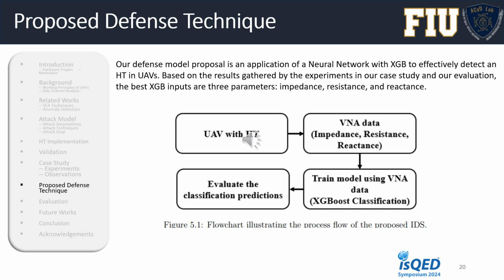Well, this flowchart basically illustrates the process flow of our IDS. We have the UAV with the hardware Trojan. We use the vector network analyzer to gather the data. In this case, it would be impedance, resistance, and reactance. Using that data, we would train the model, and we would train it with XGBoost classification. And then we would evaluate the classification predictions. And based on these predictions, we could tell if there's a hardware Trojan or not present on the current device.